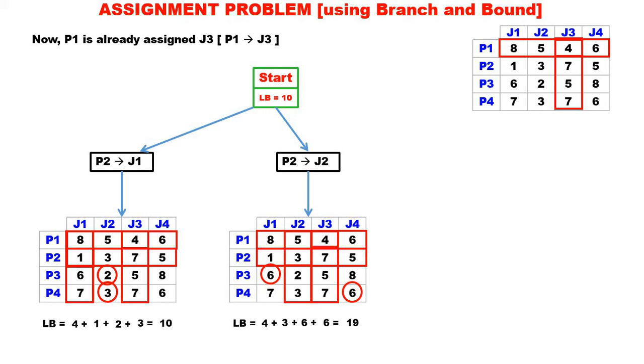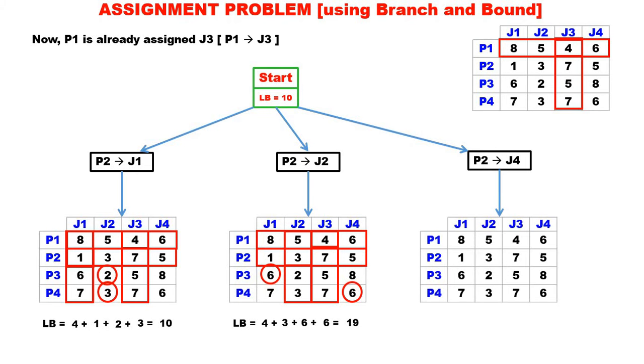Therefore, P2 to J3 is not possible. So P2 can only be assigned to J4. So P2 is assigned to J4. Let us find out what is the value.